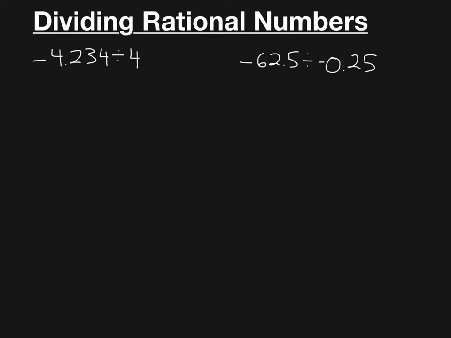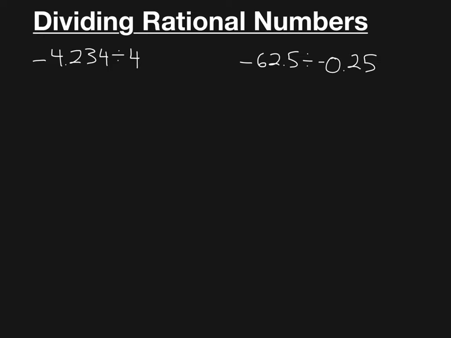Hey everybody. Today in class we worked on dividing integers. Tonight we're going to work on dividing rational numbers, so dividing decimals and fractions. We're going to start with decimals because I think that's the trickiest one, so we'll get that one out of the way first. Our first example here, we have negative 4.234 divided by 4.